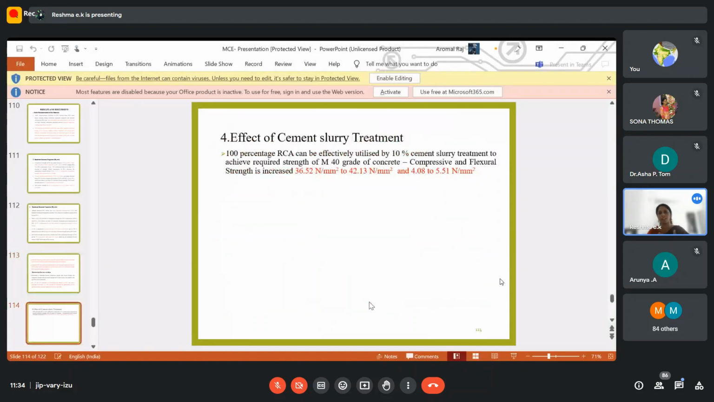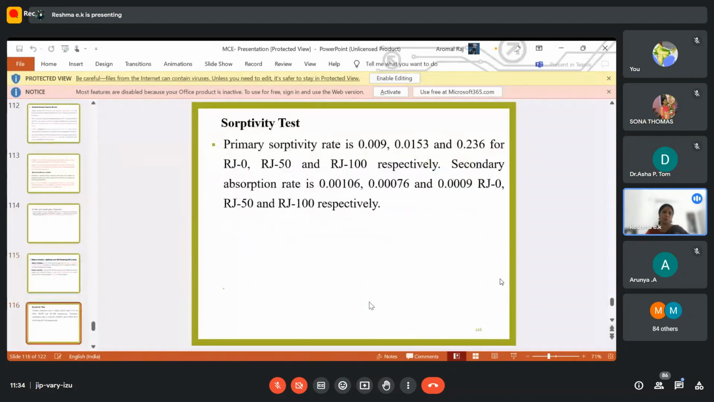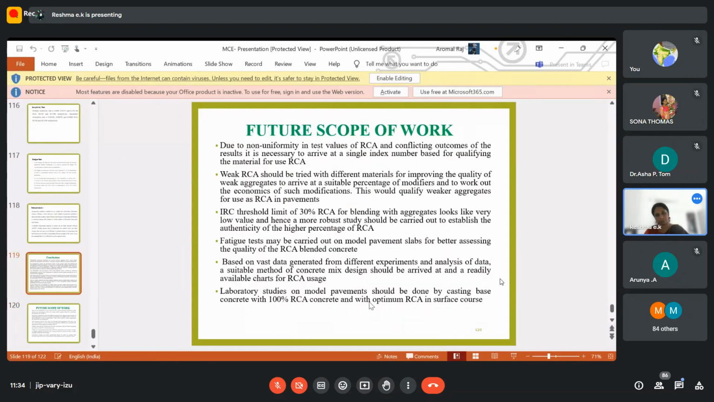Effect of cement slurry treatment, 10% is considered. Then and there I've already explained what the result is. That's all. For the future scope of the work, I tried with two-lift concrete.